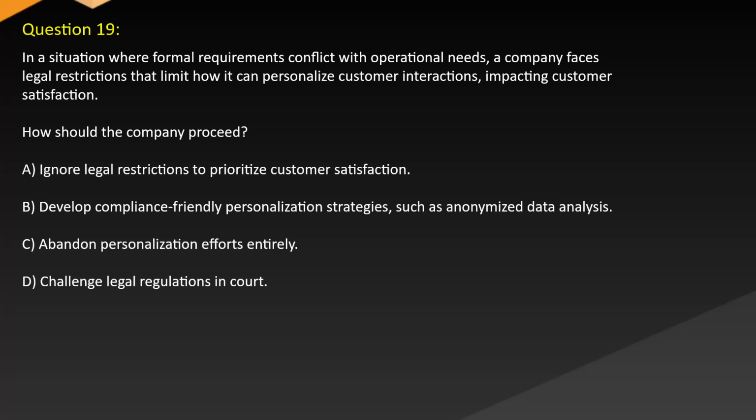Question 19. In a situation where formal requirements conflict with operational needs, a company faces legal restrictions that limit how it can personalize customer interactions, impacting customer satisfaction. How should the company proceed? A. Ignore legal restrictions to prioritize customer satisfaction. B. Develop compliance-friendly personalization strategies, such as anonymized data analysis. C. Abandon personalization efforts entirely. D. Challenge legal regulations in court.